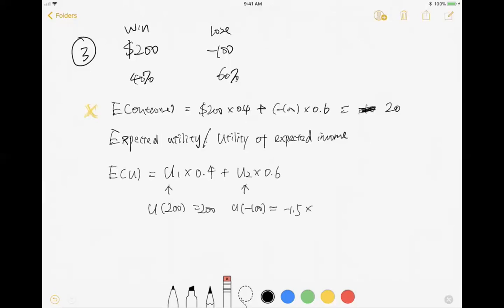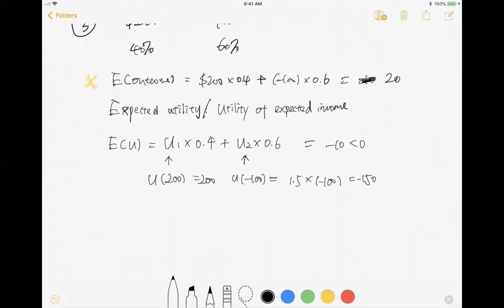I think there should be only one negative sign here, so we can erase this one. So 1.5 times negative 100 is negative 150. So you calculate this, you'll find the expected utility will be negative 10, which is smaller than 0. So he will not take the gamble. That's part 1.